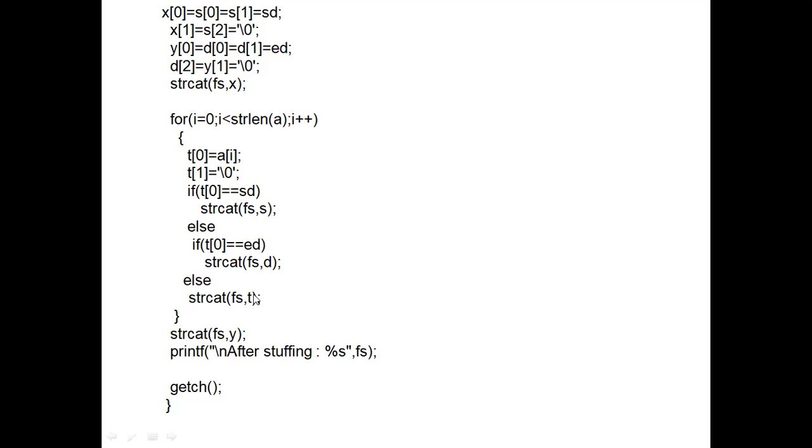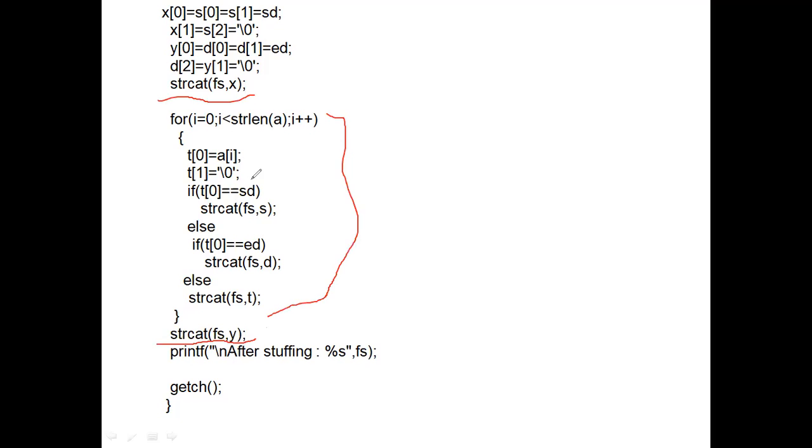So this fs is given the temporary data taken from a. And finally, at the end, y is added. Y means the ending delimiter, so whatever stuffed content we have prepared, y is added to it. You can observe this statement: the given string is preceded by the starting delimiter, and here the ending delimiter is added. This entire logic is used for doing the character stuffing.